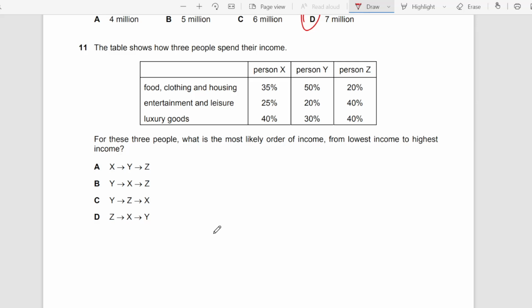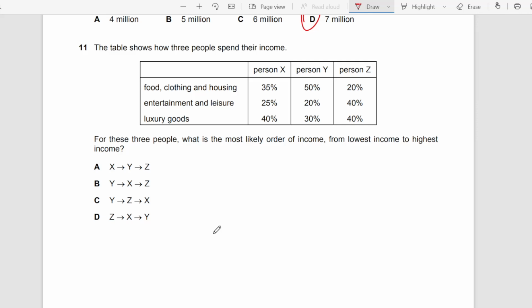So there are 3 people here, and they have got different spending patterns. We're talking about the expenditure of their income. So person X spends 35% of his income on the basic food, clothing, and housing, and 25% of the income goes to entertainment, and 40% of the income goes to luxurious goods.